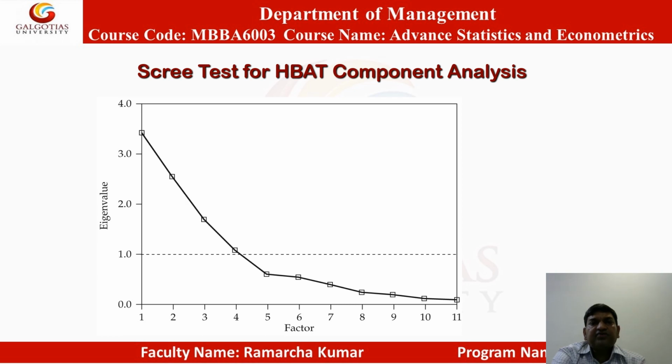Scree test for HBAT component analysis. As you can see here, we have eigenvalues and factors. We are going to include factors on the basis of eigenvalue greater than 1. There are 4 factors. The fifth one has an eigenvalue less than 1, so it is not going to get selected.